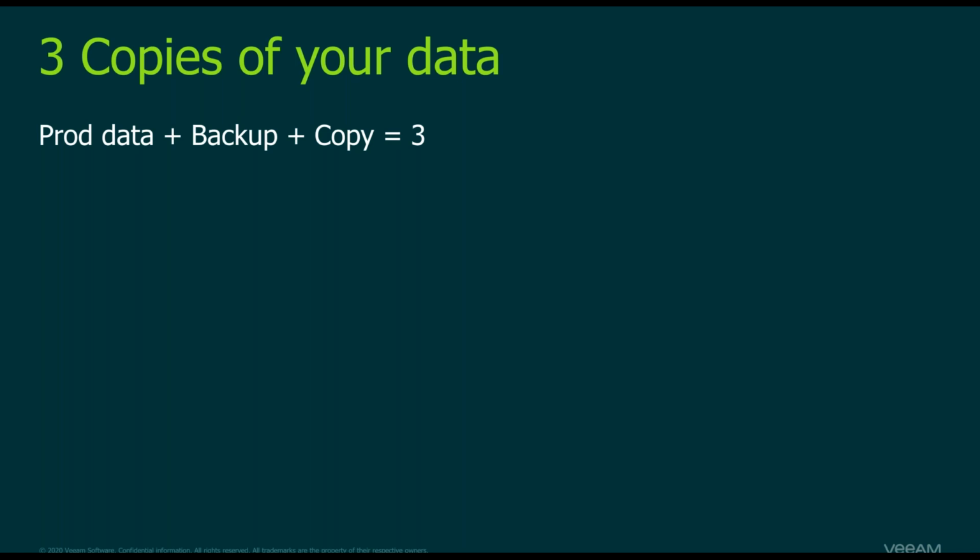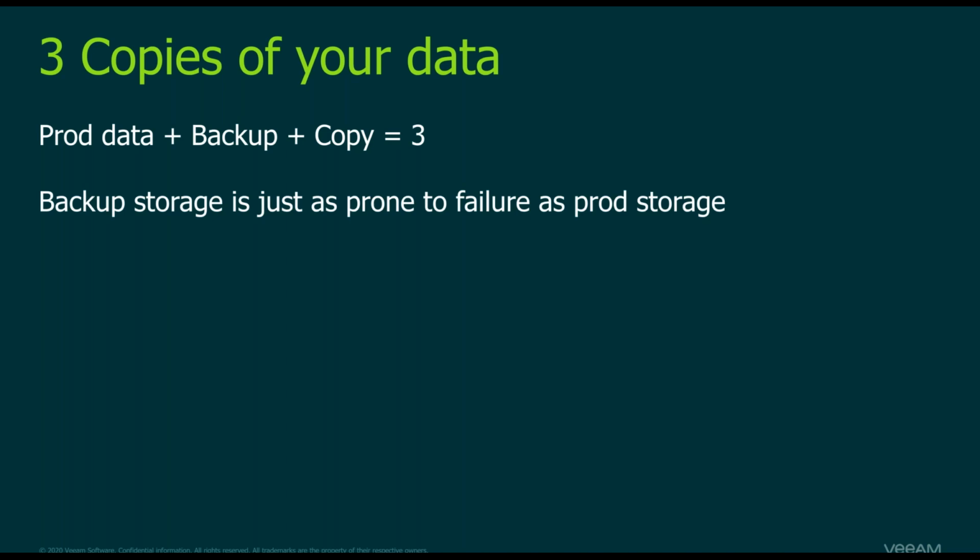And the question then becomes, why do we need a copy of that backup? And the answer is that backup storage is just as prone to failure as our production storage, right? So if we only have a single copy of our backup, it's still sitting on spindles. It's still sitting probably at our production location because, again, we want it for fast restorations. So we need to ensure that we have a second copy of this backup data, right?